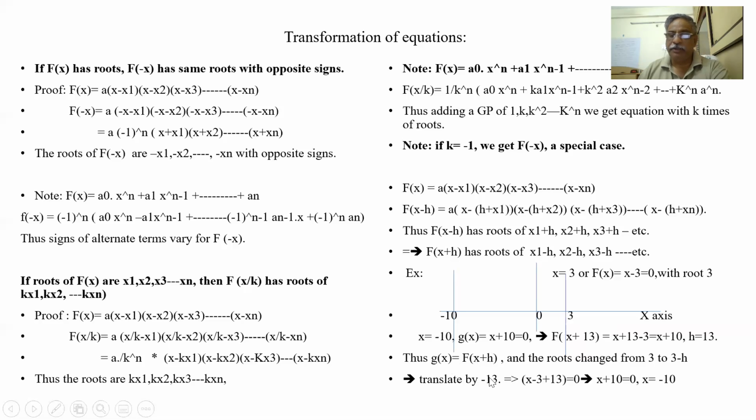So this is translated by minus 13. Hence you add minus 13. The root is translated by minus towards the x-axis, plus towards the positive x-axis, minus to negative x-axis. So it is translated by minus 13 means x minus 3 plus 13. When it comes to the left hand side, it becomes plus 13. Like that here. X minus h will have a root of x plus h. X plus h will have a root of x minus h. So this is a simple transformation of root from here transferred to the negative side. So if we have to transfer by minus 13, we have to add plus 13 to the equation.